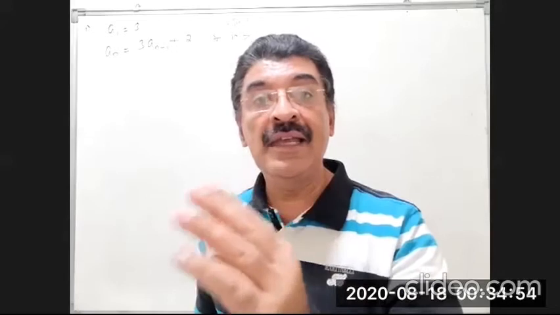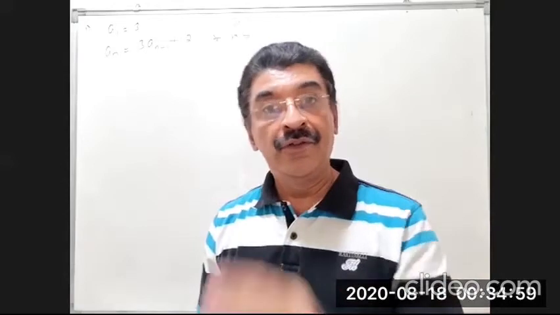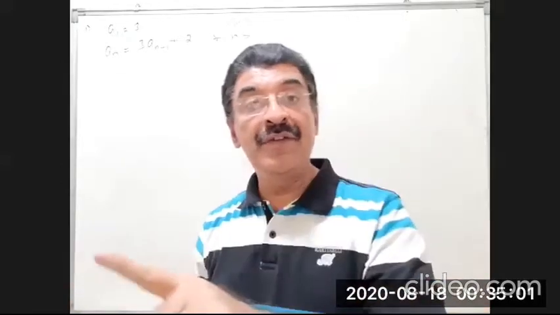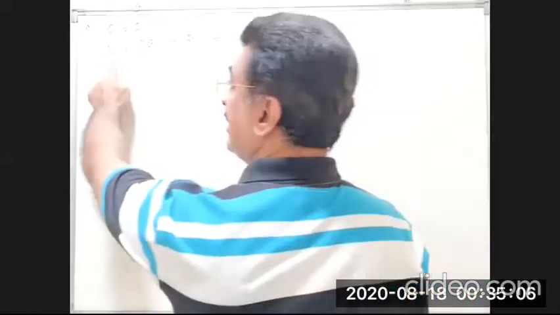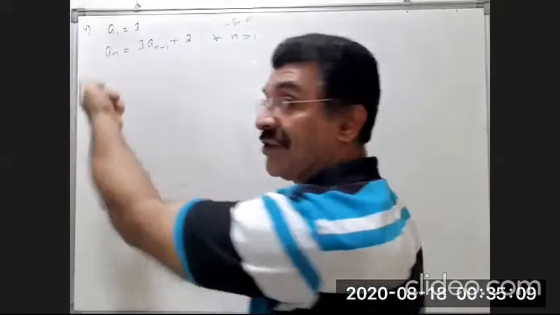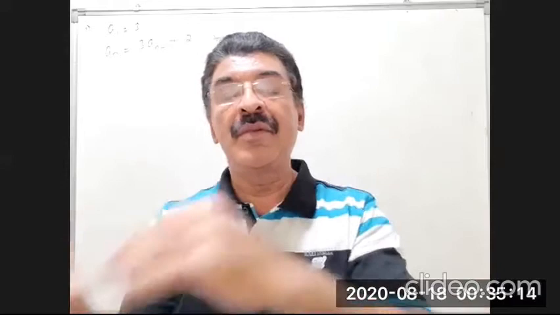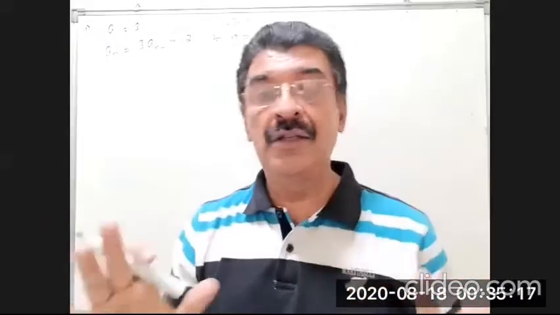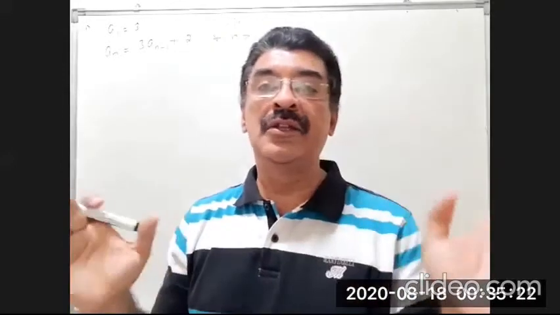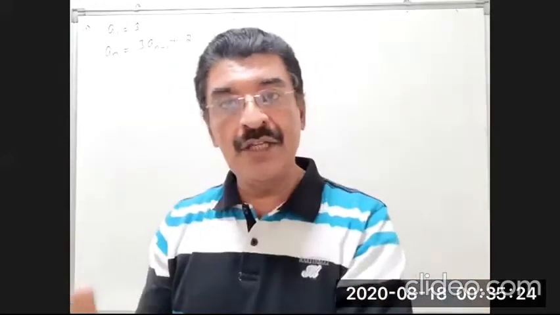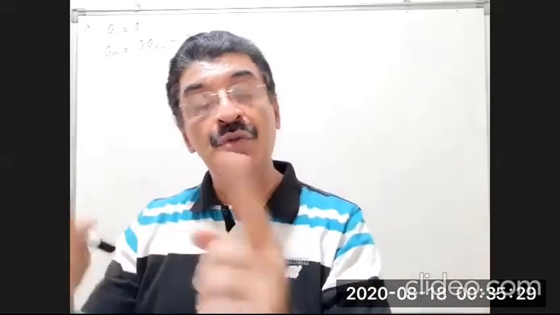Similarly, a_(n+1) will be the next term of a_n. So previous term, next term. Previous term means a_(n-1). So the meaning of this one is any term is 3 times its previous term plus 2. That means to get any term, take 3 times the previous term plus 2. Again, to get the next term, 3 times this term plus 2. So any term is obtained by adding 2 to 3 times the previous term.